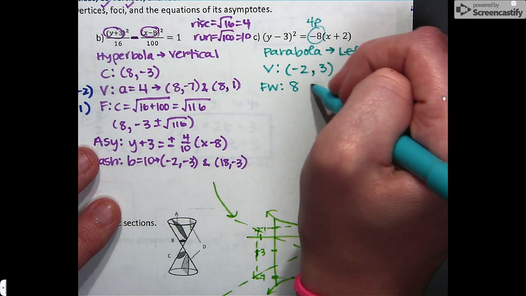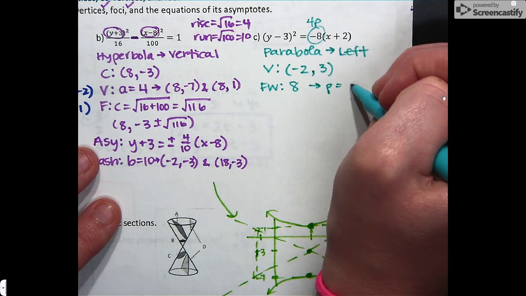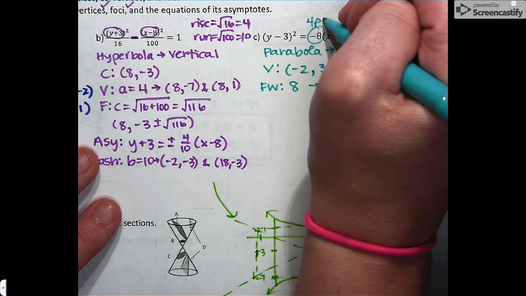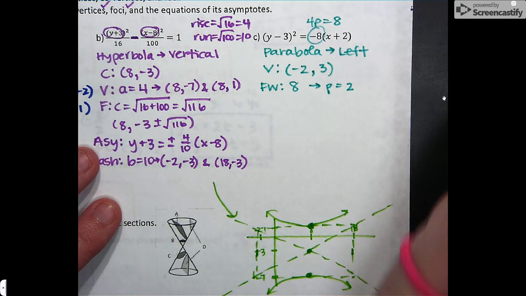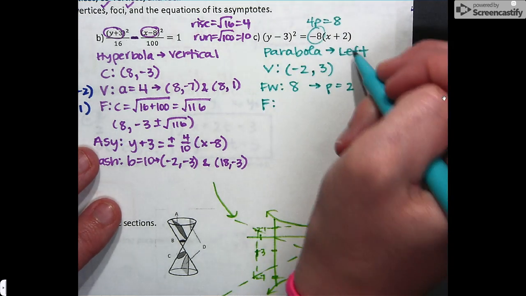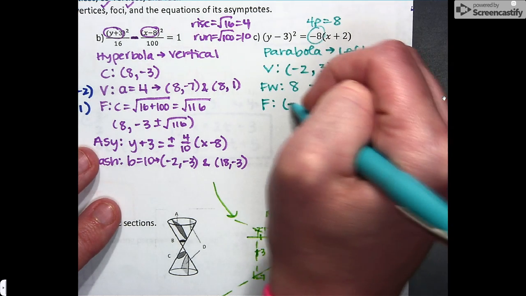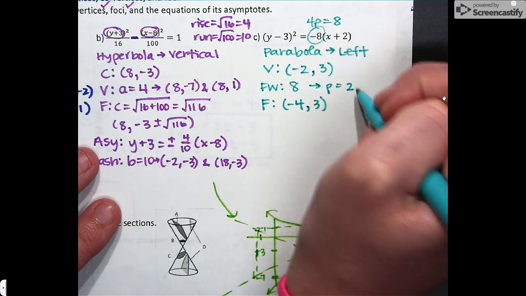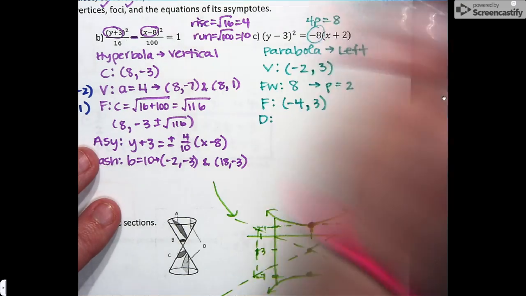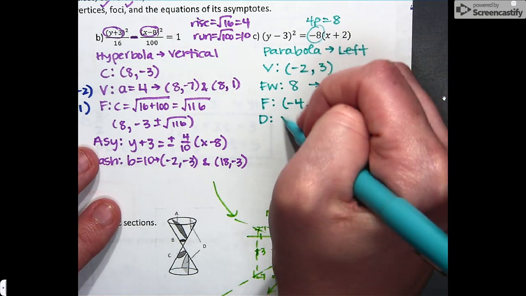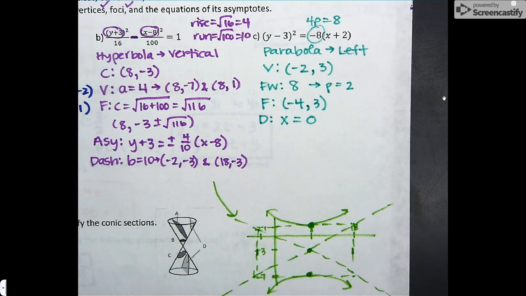The focus and directrix rely on p. So if I know that 4p is 8, that means that p has to be 2. Right? If 4p is 8, divide both sides by 4, so p has to be 2. So my focus, since it's facing left, my focus is going to go more left. So that's why it's going to be -4, 3 for my focus. Go more left. And my directrix is going to be the opposite direction. So my directrix is going to be to the right. So that'd be x equals 0.